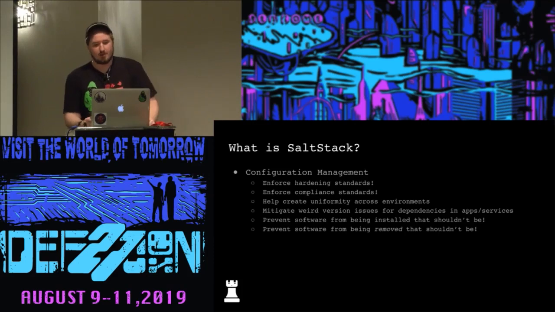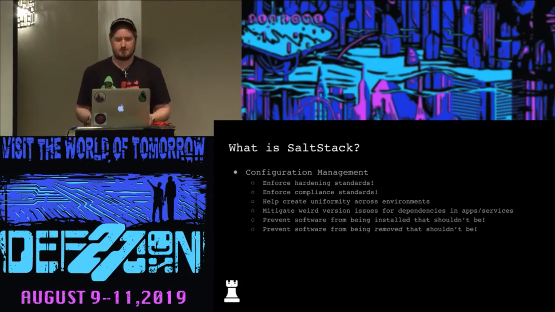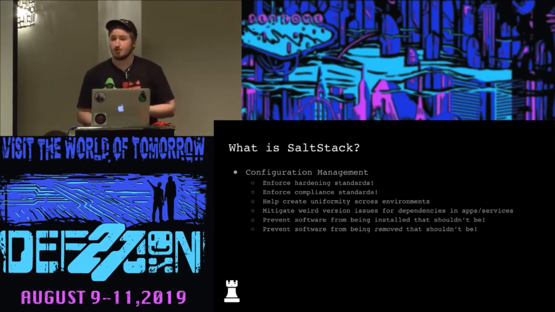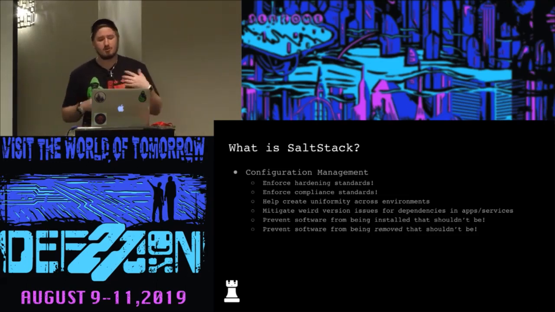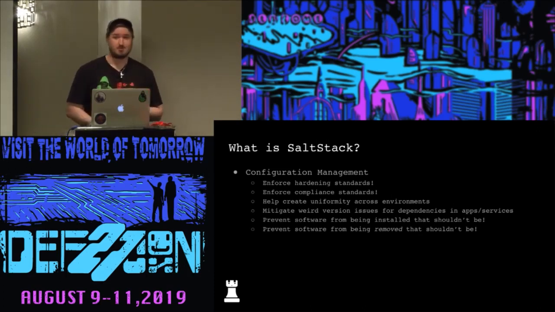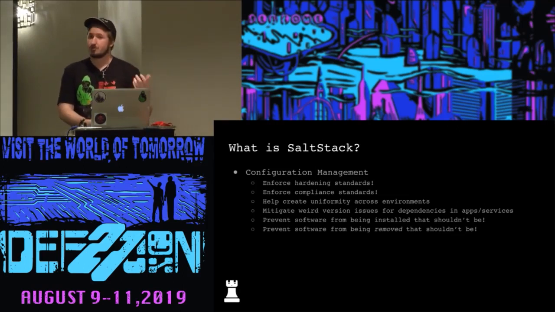All right, let's wrap up this section. Configuration management. Why is it cool? What are we using this for? Well, you can enforce hardening standards with it. You can enforce those nasty compliance standards with it, and create uniformity across all your environments. And then ultimately, the coolest thing that works on both the offensive side and the defensive side is making sure stuff that should be installed is installed, and that stuff that shouldn't be installed isn't. So you're really able to enforce that and help lock that down with this concept of desired state, where the system will go and see what it should look like. If it doesn't match, it'll try to correct itself.